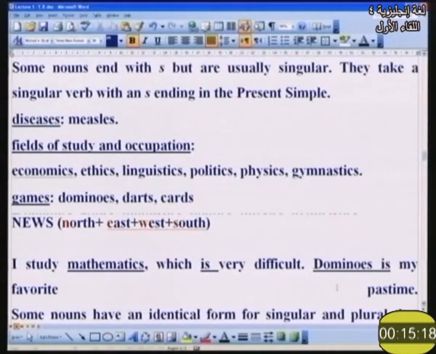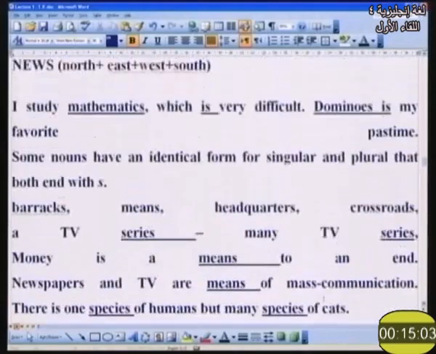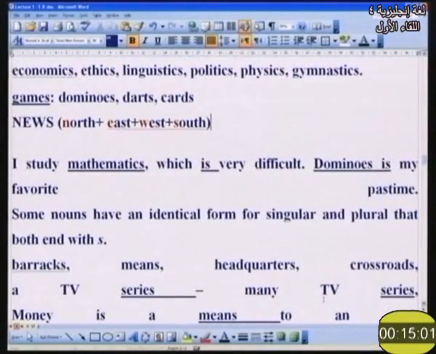Another word that you should take care of is information. Information is always singular. It doesn't have a plural. رغم ان احنا بالعربي بنقول معلومة ومعلومات, بس in English we don't say informations. Some of the words that we use in examples. I study mathematics, which is very difficult. Mathematics is. Dominoes is my favorite pastime.